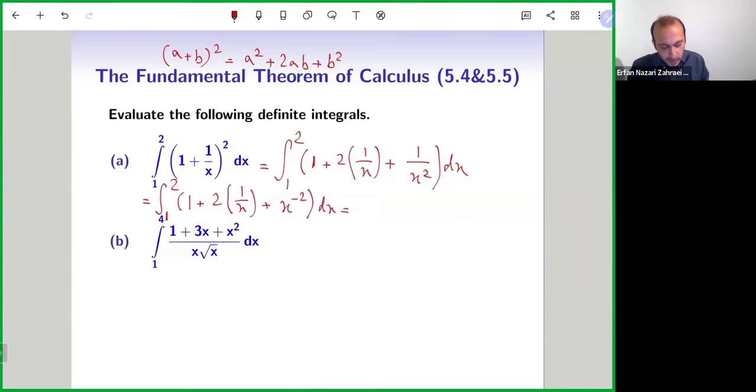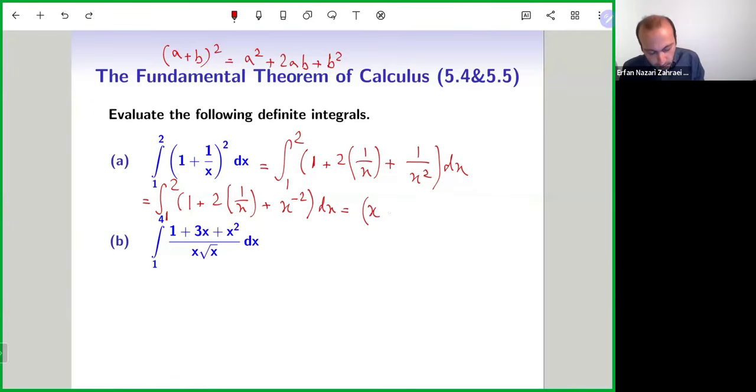Now the antiderivative of the first term. Now I can do it term by term. Why? Because it's an addition of terms, and the antiderivative respects addition. The derivative of a sum is the sum of derivatives, and the antiderivative of a sum is the sum of antiderivatives. Okay, so the antiderivative of this is just x.